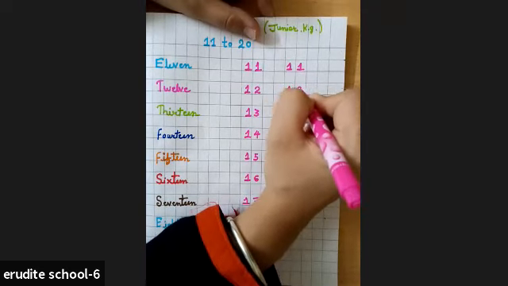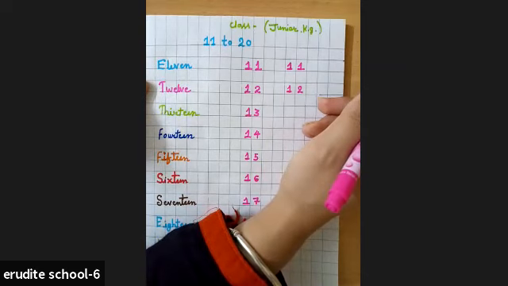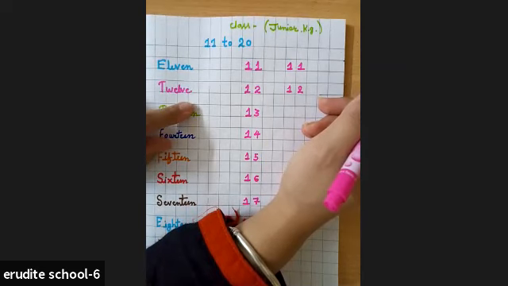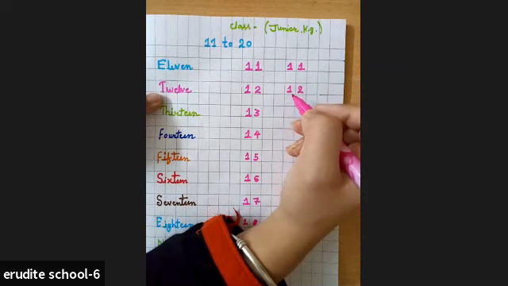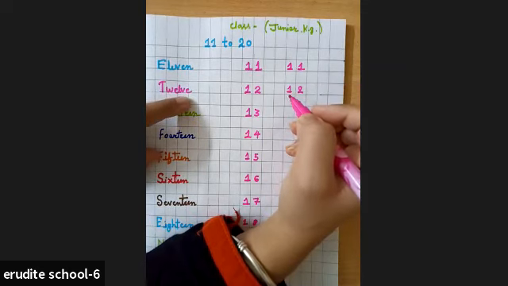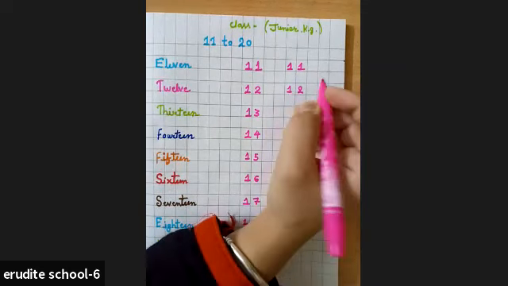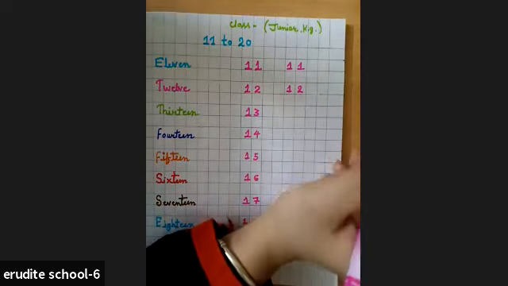1, 2, 12. Spelling of 12. T W E L V E. 12. Okay. Spelling of 12. Speak with me. T W E L V E. 12. Okay. So 1, 2, 12. Okay, everyone? Okay, beta. Yadansh, Devanshi.